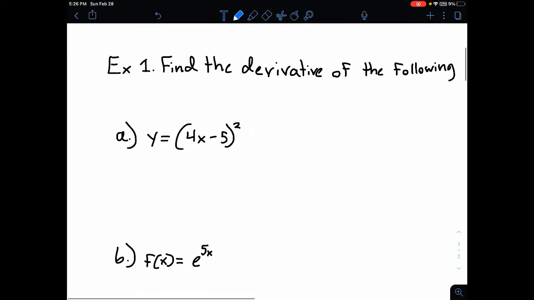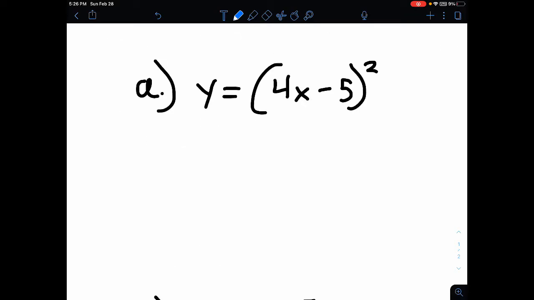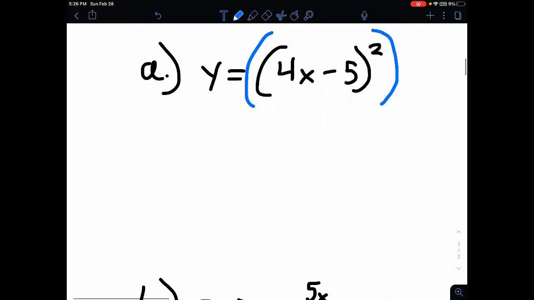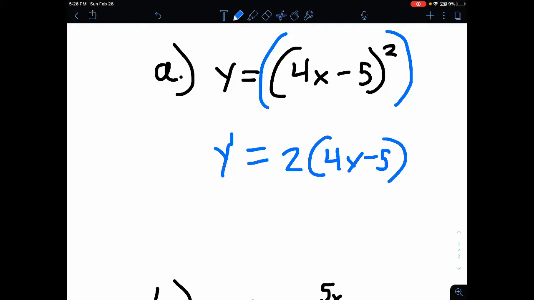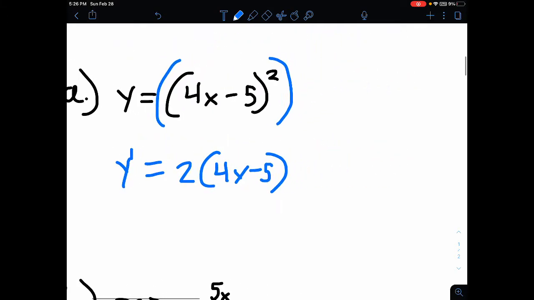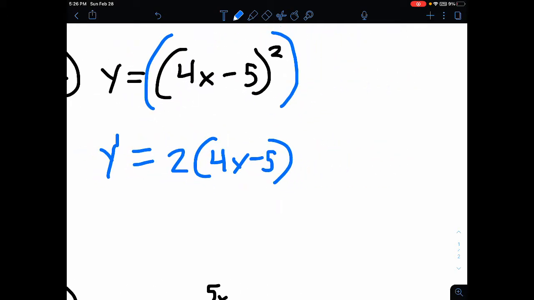Okay, example 1, find the derivative of the following. In this problem, the outermost thing you see is this squared of the function. So you start with the derivative and use the power rule: 2, leave the inside. That's the derivative of the outside, and then you multiply it by the derivative of the inside, which is just 4.